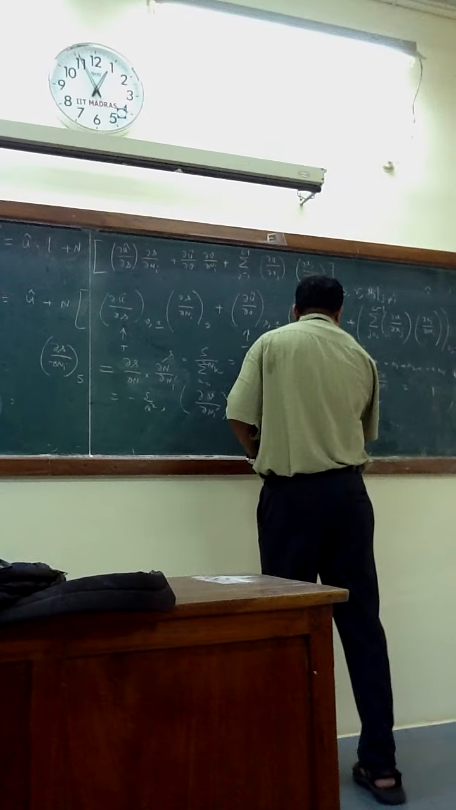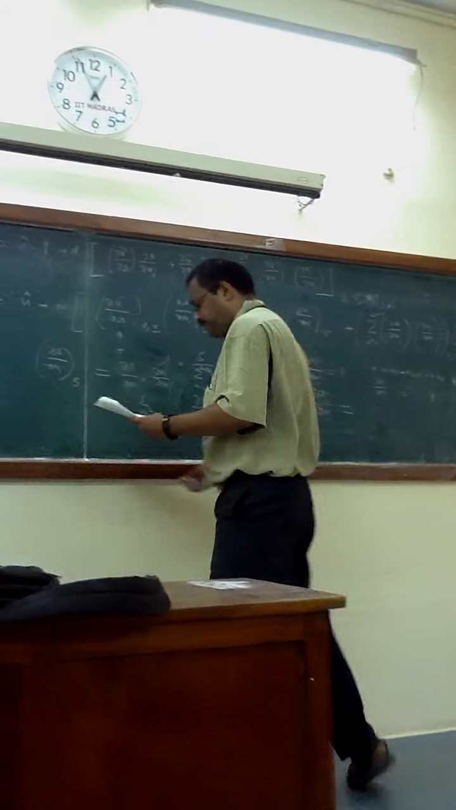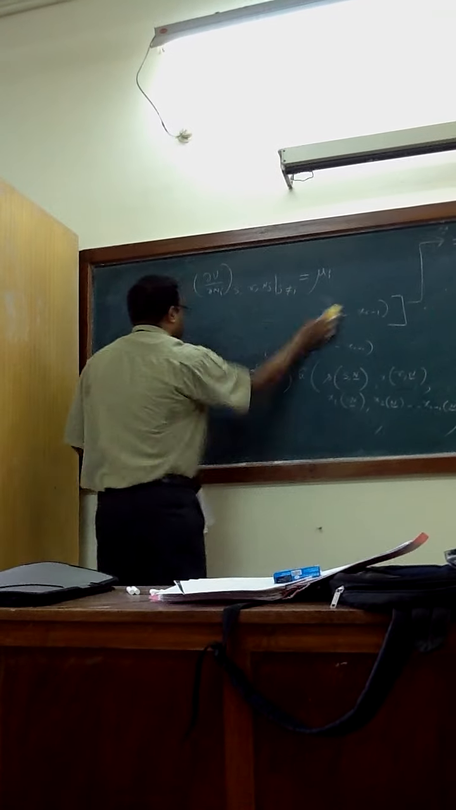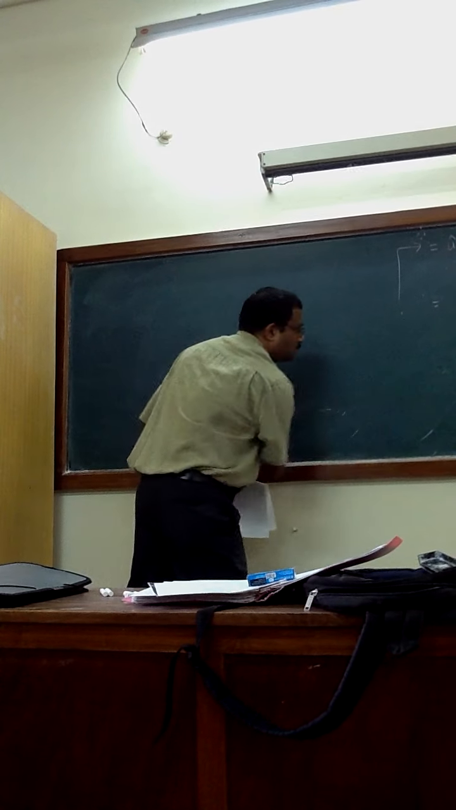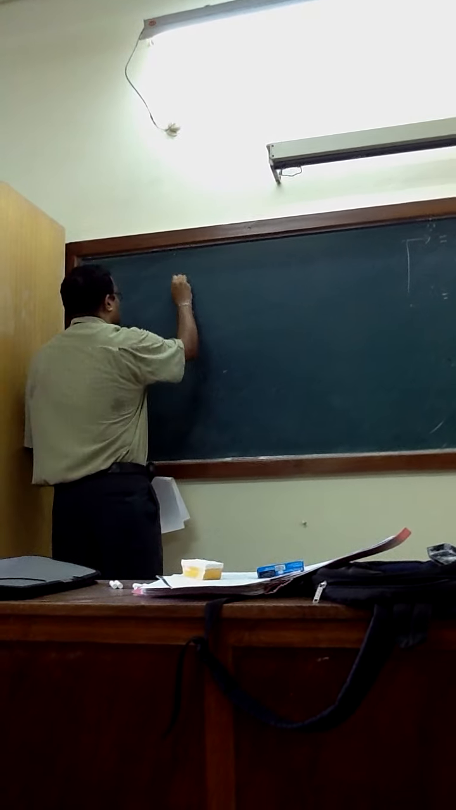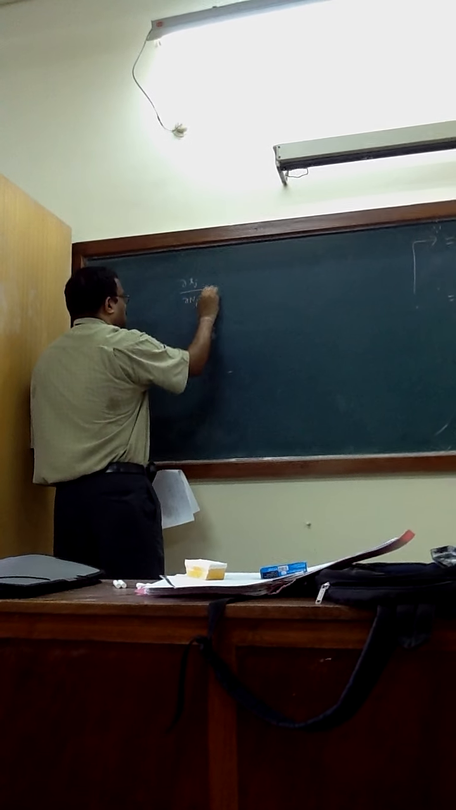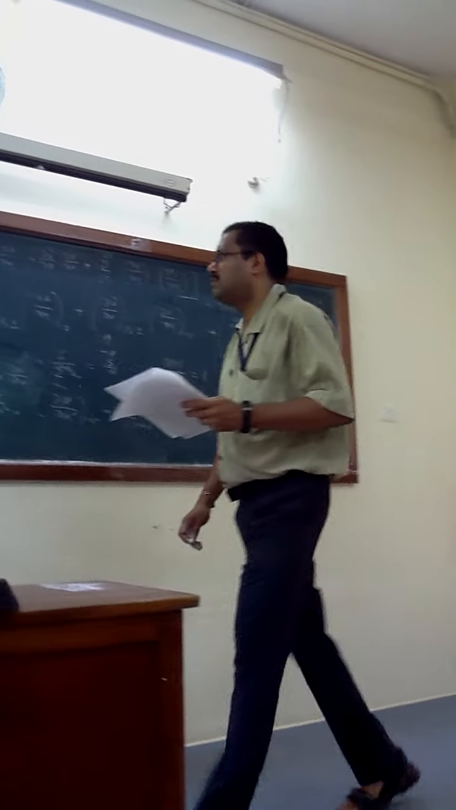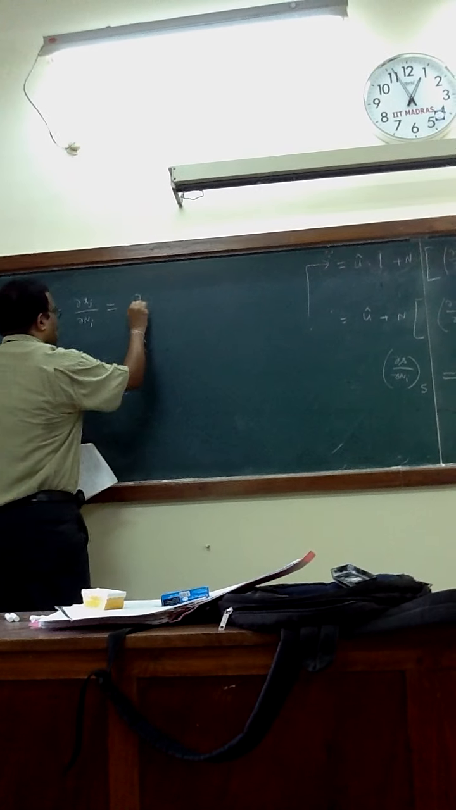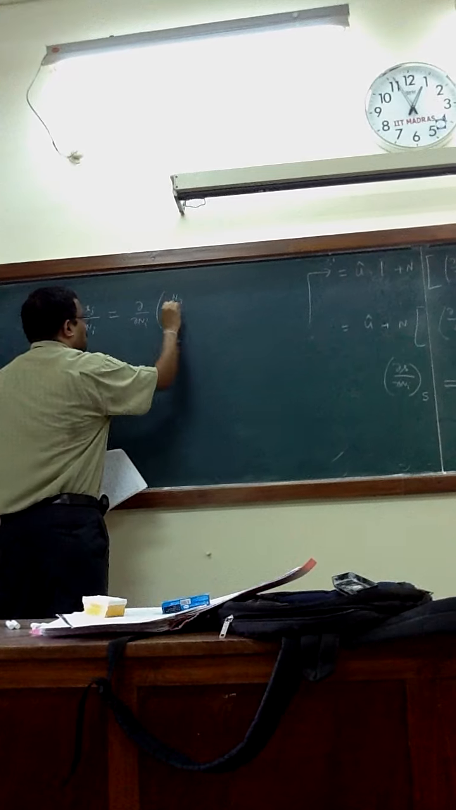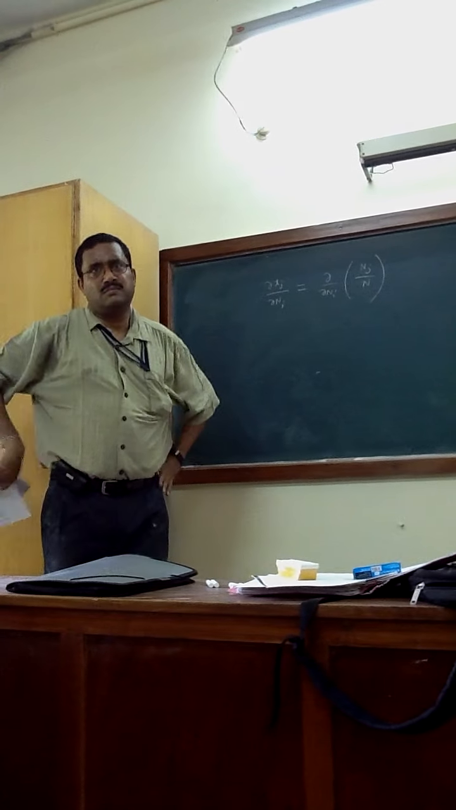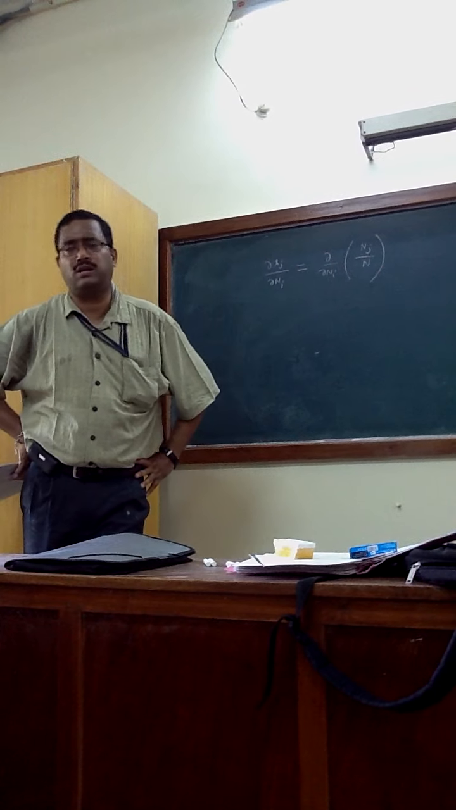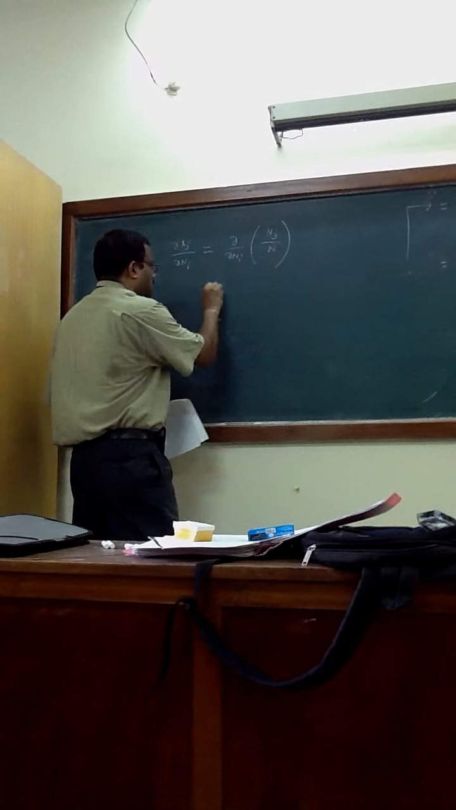We have the last term, ∂xj/∂ni, equals to... then do the next step: d/dx of u by v is (v du/dx minus u dv/dx) by v square, calculus.